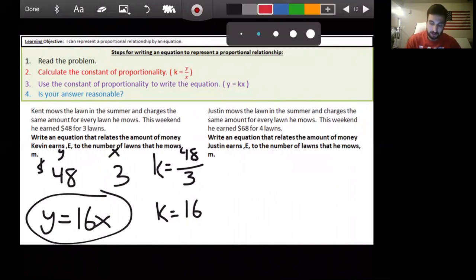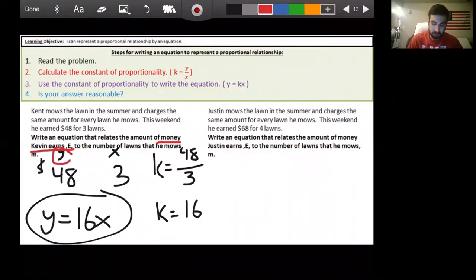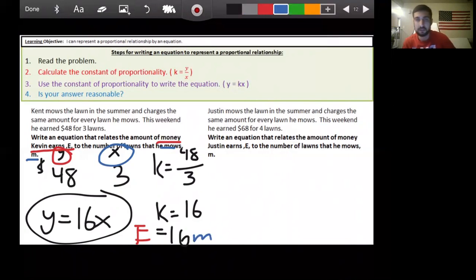I need to go and take these values. So we need the money earned, which is E. Money here is talking about Y. To the number of lawns mowed, which is M, that's also X. X was our lawns mowed, so I know that's X. So I really have E is equal to 16M. The amount earned is equal to $16 per yard that he mows.